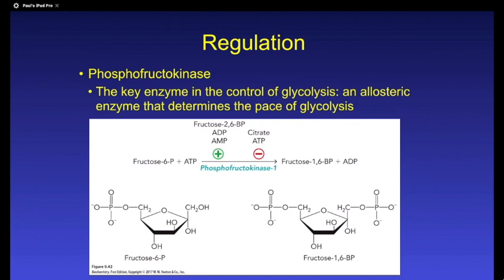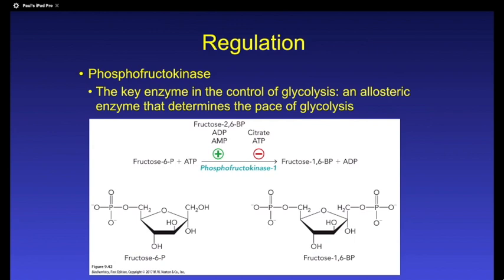The real big regulator of the throughput in glycolysis is phosphofructokinase itself, and that's version 1. We'll get to why we have a version 2 in just a second. And so remember, we're going to convert fructose 6-phosphate into fructose 1,6-bisphosphate. So we're adding a phosphate onto position number 1, the carbon number 1. It is regulated by a couple of things, both positively and negatively.